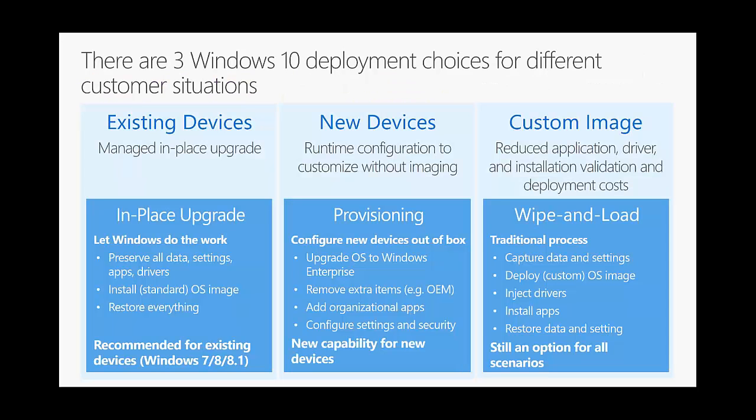So I'm going to go over the 3 different options for deployment of Windows 10 and how you can accomplish getting Windows 10 on your current devices. The 3 options are what we call an in-place upgrade, provisioning, and wipe and load. The most used option through your various tools, like WSUS, Windows Server Update Services, or SCCM, System Center Configuration Manager, is to basically do an in-place upgrade.